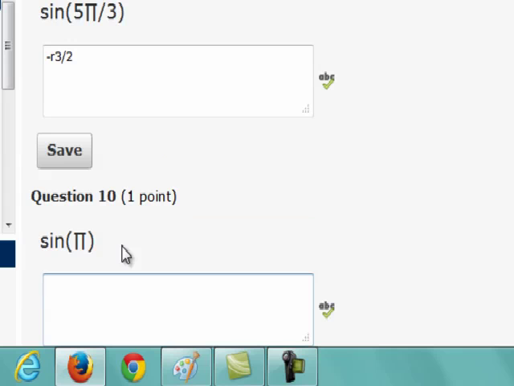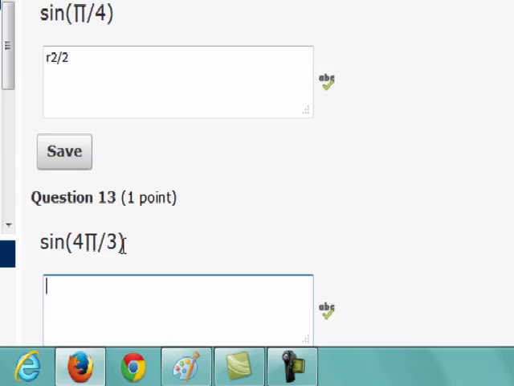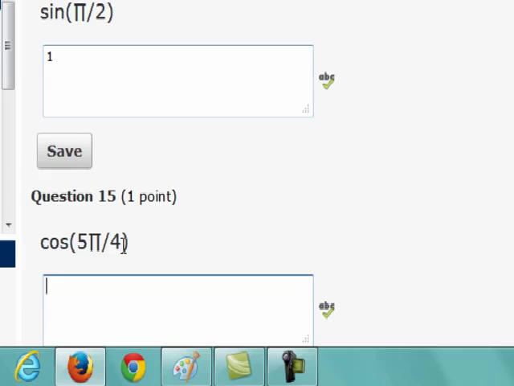Tab, tab, tab. Sine of pi, that's right on the x-axis, 0. 3 pi over 2, that's the y-axis, in the bottom half, negative 1. Tab, tab, tab. Pi over 4, root 2 over 2. Tab, tab, tab. Okay, 4 pi over 3, 4/3 is bigger than 1, bottom half, negative. Negative root 3 over 2. Tab, tab, tab. Pi over 2, top of the circle, 1.